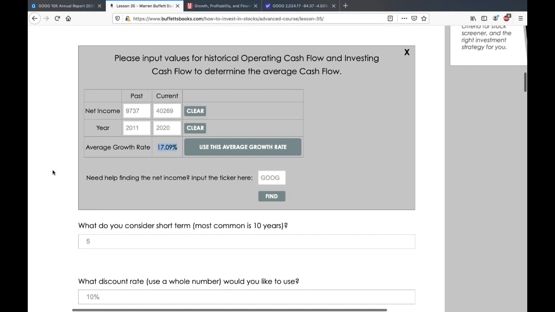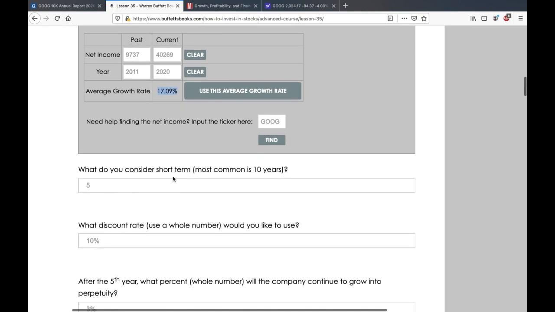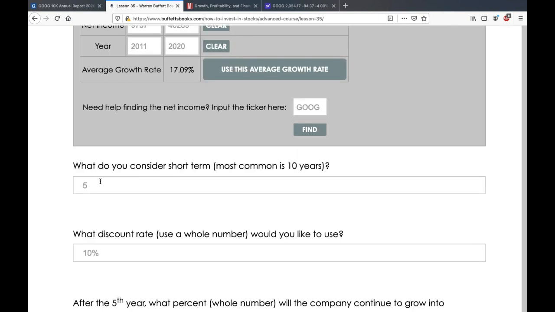Now let's go down. It asks you then, what do you consider short term? So this is the time horizon that you want to estimate the cash flows for. If you want to do it for the next 5 years or 10 years, it depends on you. So let's go with 5 years here.